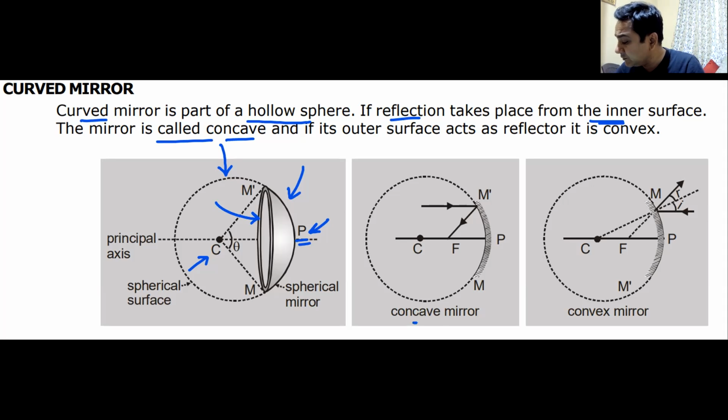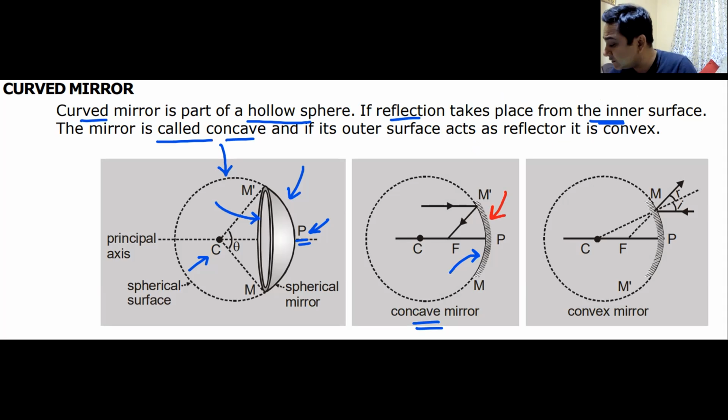As you can see in the central diagram, this is a concave mirror. The blue side is the inner side from where reflection takes place. The red side is the outer side, which is silvered. Reflection takes place from the inner surface, and the outer surface is silvered. This type of mirror is known as a concave mirror.